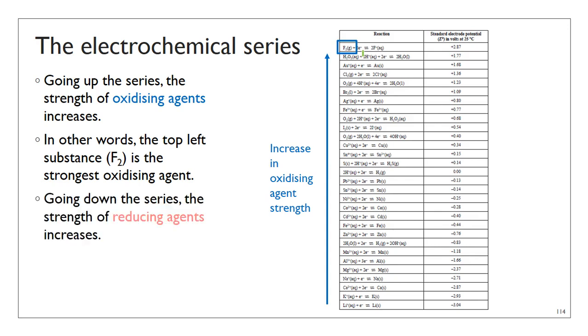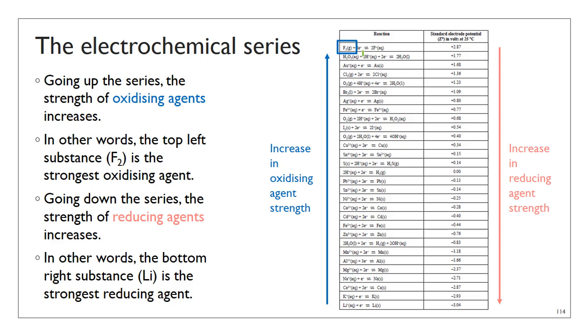Now, on the other side, if you go down the series, the strength of reducing agents increases. So the lower a species is on the right, the stronger is its reducing power, or its ability to act as a reducing agent. And the bottom right substance, lithium, is going to be the strongest reducing agent. So the two strongest species are in the top left and in the bottom right. And I think this also hopefully makes a little bit of sense to you.